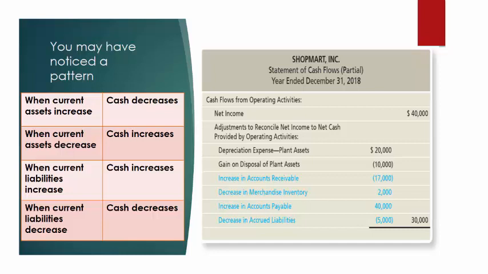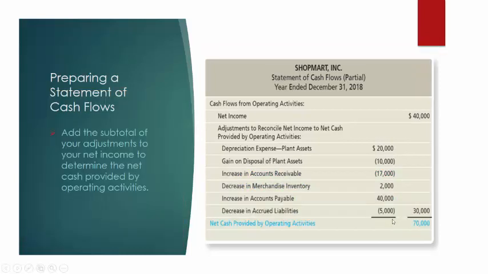And now that ShopMart knows that they had $40,000 of net income, but they need to adjust it up by $30,000, which is the total of all these numbers reported over here, they're going to determine the actual cash which was provided by their operating activities was going to be $70,000. So this number is just your net income adjusted for the total amount of your adjustments right here. And that is one of the three sections we have to knock out, and it's also the hardest section of the statement of cash flows. So from now on, things are going to get much easier.